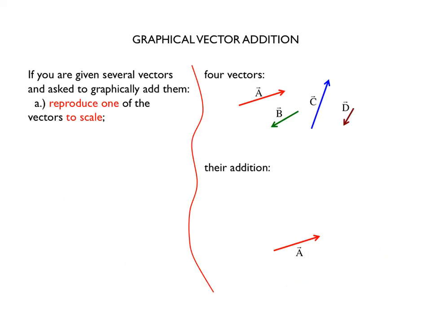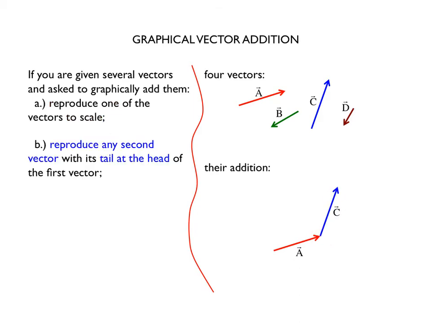So let's say you have a group of vectors and you decide that you would like to add them. You pick one of the vectors, say A for instance, and you reproduce it to scale, keeping the orientation set. You take any other of the vectors, C for instance, you take its tail and you bring it down and attach it to the head, keeping the orientation set and drawing it to scale.